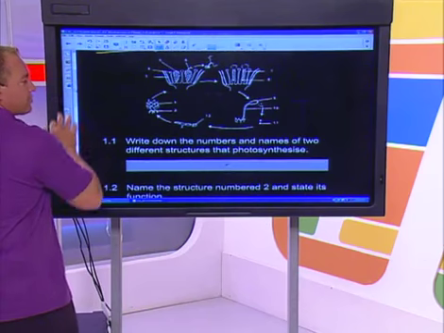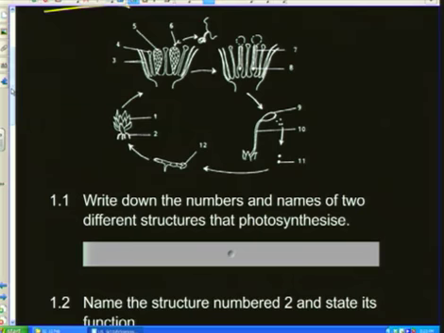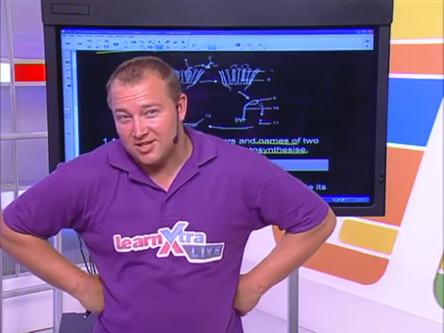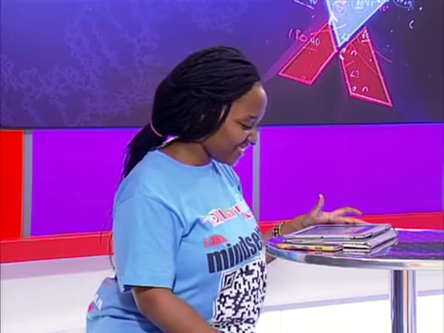Now, write down the number and the name. So it wants you to do two things. It wants the number and the names of two different structures that photosynthesize. Now, if you ask me, honestly, none of that photosynthesizes because it's black and white. To photosynthesize, you got to be what color? Green. She's perfect.